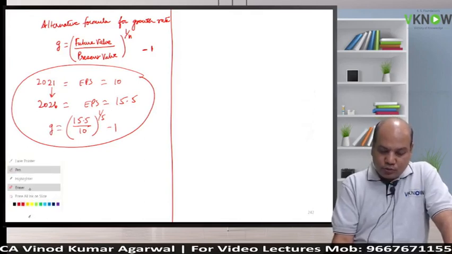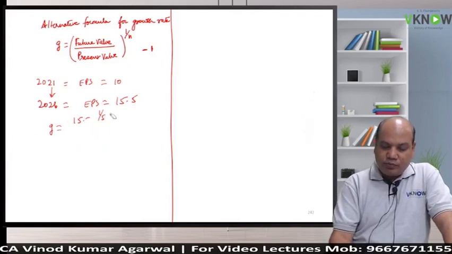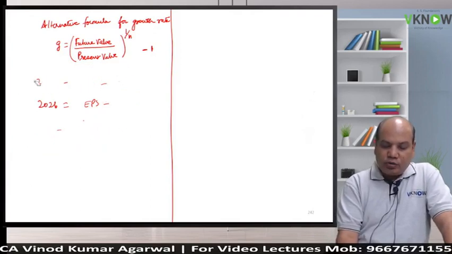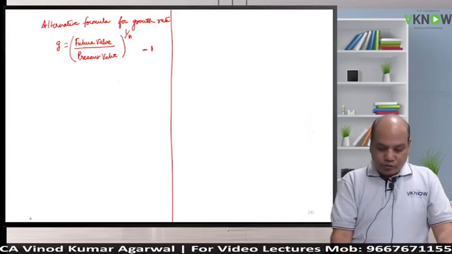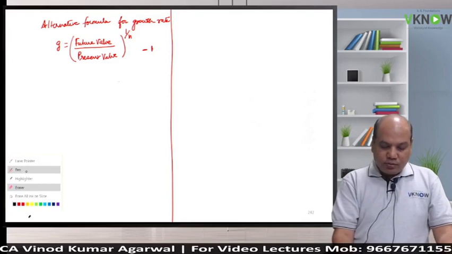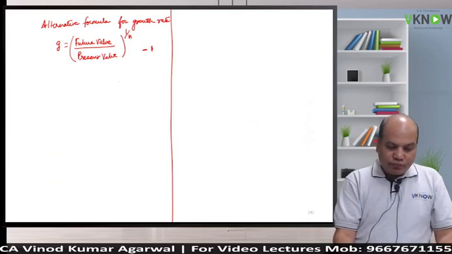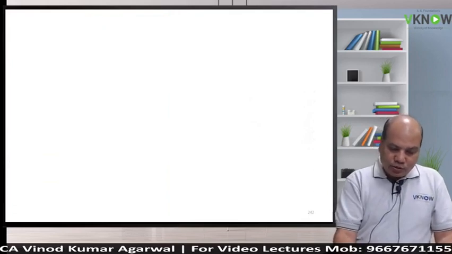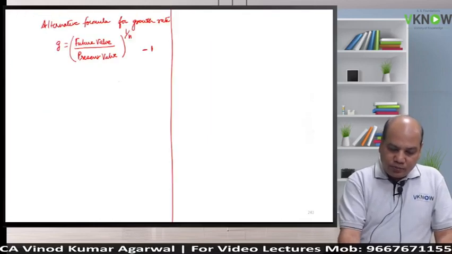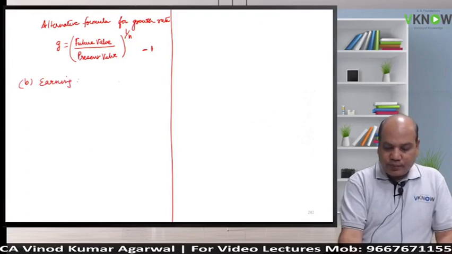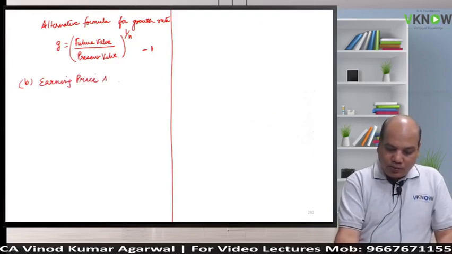Okay. So depending upon the question, growth rate can be found out by applying this formula or the formula B into R. So this was about dividend discount model. Second, write down, this was point A here. So now point B is called earning price approach.